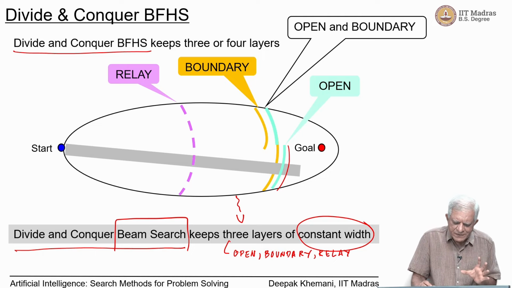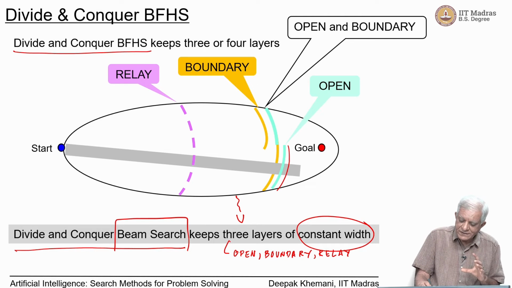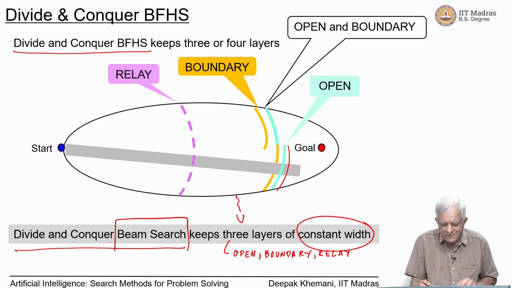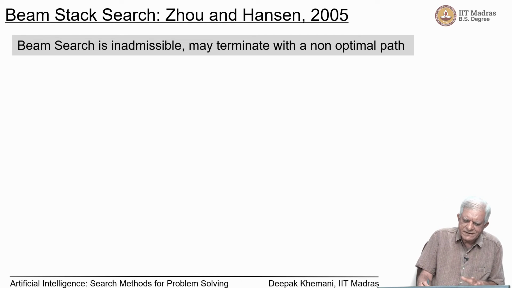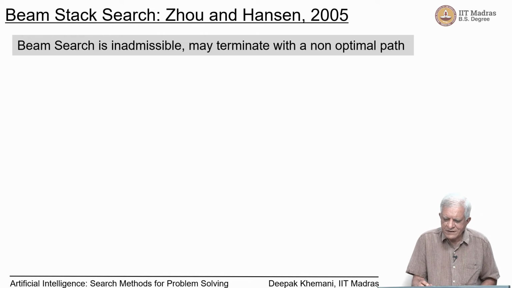Which means divide and conquer beam search has constant space requirements. If W is the beam width, it will keep W into 3 layers essentially. It is a constant space algorithm. The only thing is, as we have said as a warning, that it is not admissible. It will not give you the optimal solution necessarily. It could, but it may not essentially. So, beam search is inadmissible, which means divide and conquer beam search is also inadmissible, and we terminate with a non-optimal path.